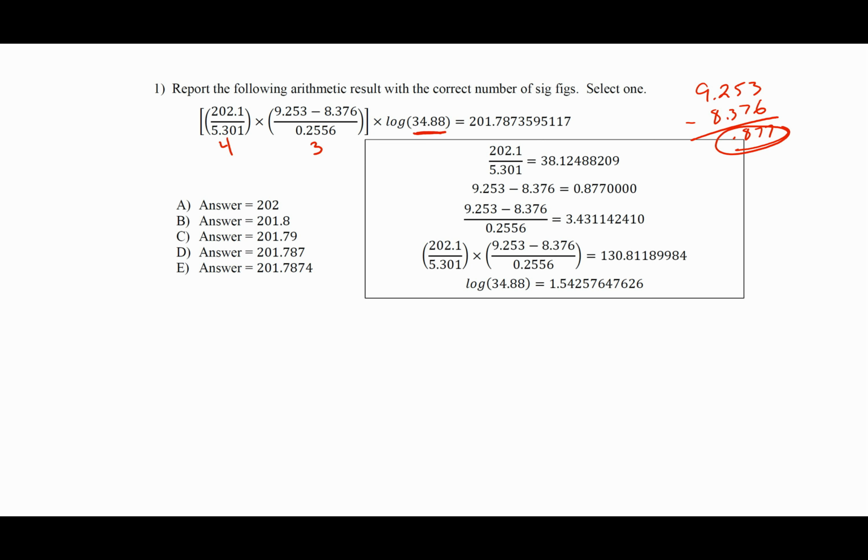Here, the logarithm of 34.88 has 4 sig figs, plus whatever's before the decimal place if we're going to do multiplication. So it'll actually wind up having 5 numbers, but only 4 sig figs. Regardless, that doesn't matter because 3 is smallest of all of them and wins, which means our answer can only have 3 significant figures, making this 202.